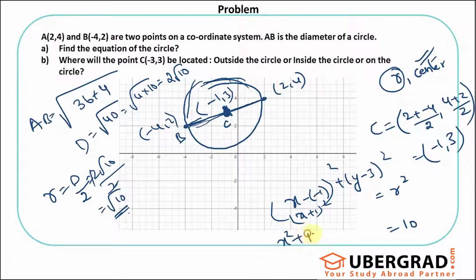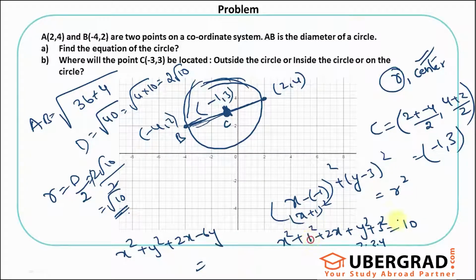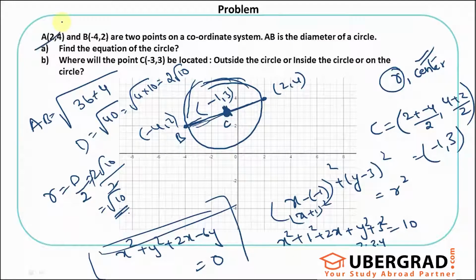(x+1)² plus 2 into x into 1, plus (y−3)² minus 2 into y into 3. So the equation will finally turn out to be x² + y² + 2x − 6y = 1² + 3² which is 9 plus 1, 10, and that is also 10, right? So it's basically 0. This is how it is coming out to be. That is the equation of the circle.